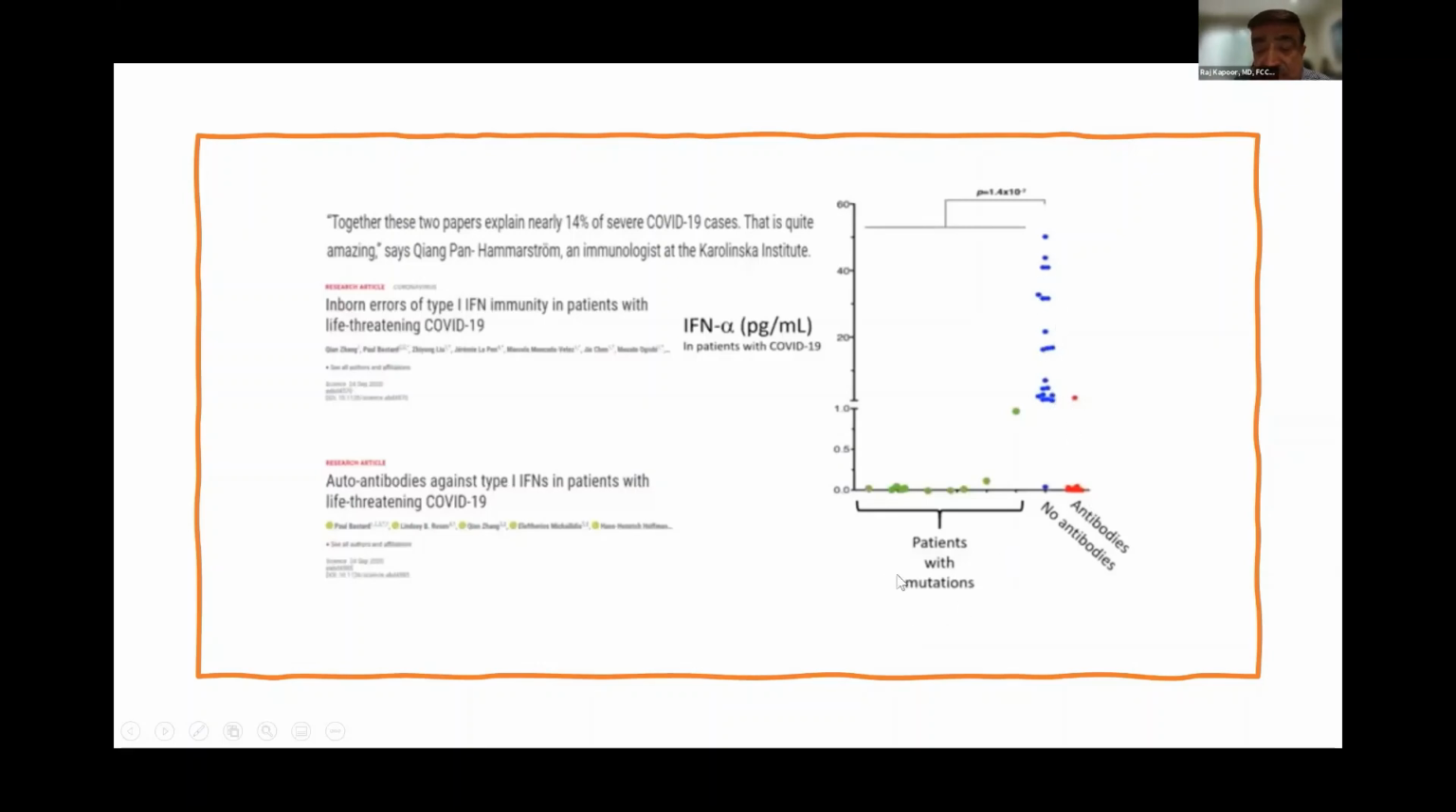And there are also young patients who sometimes get severe COVID. The reason for that is that these people have mutations in the gene which produces the interferon. So if patients have mutations in the interferon gene, or they have antibodies to the interferon, they're going to have severe disease, whereas people who have no antibodies will have mild disease.